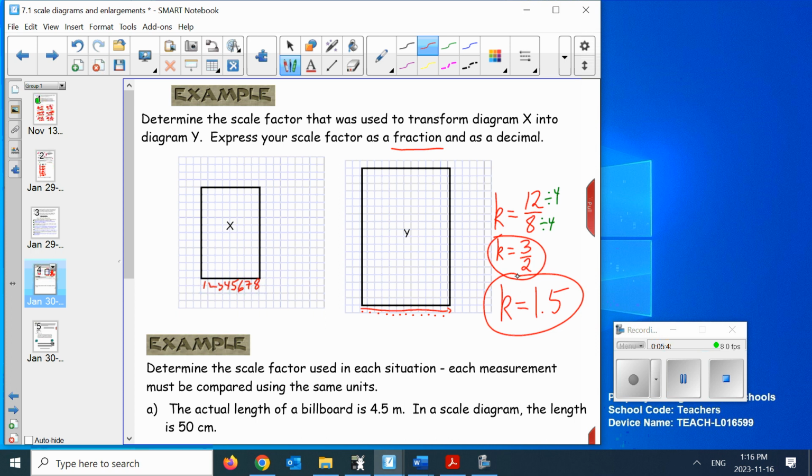Every fraction can be considered a division. So I go 3, top number divided by bottom. It even would have worked with 12 divided by 8. But what this means, and sometimes you can see it better with the decimal number, is that the diagram Y is 1.5 times bigger than the original. Does that make sense to you? It's not twice as big, but it's 1.5 times bigger.